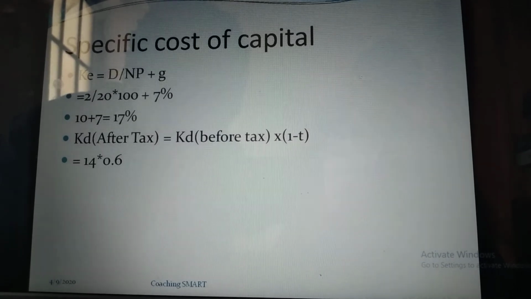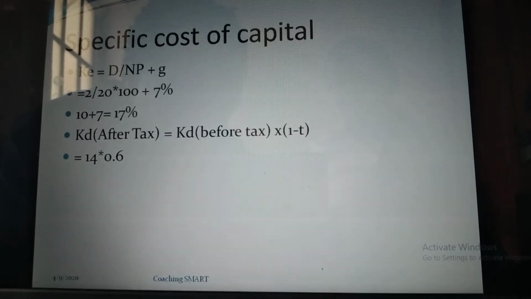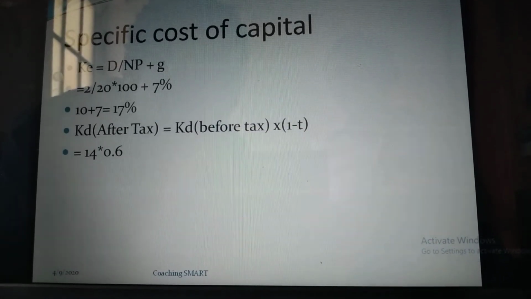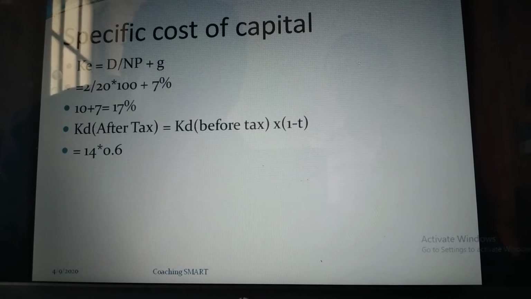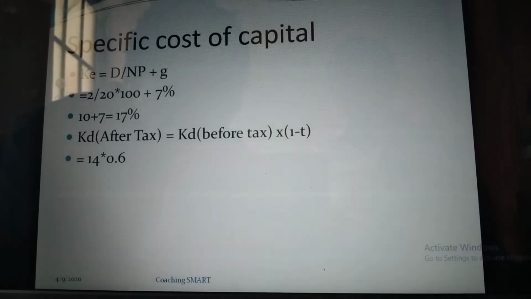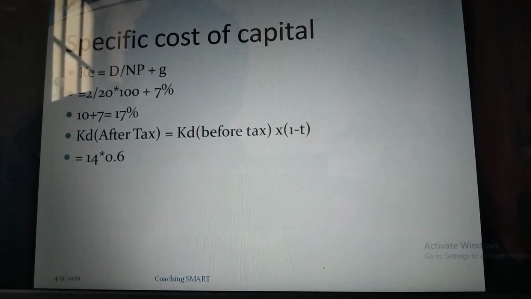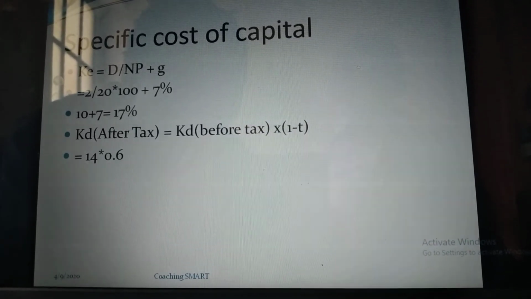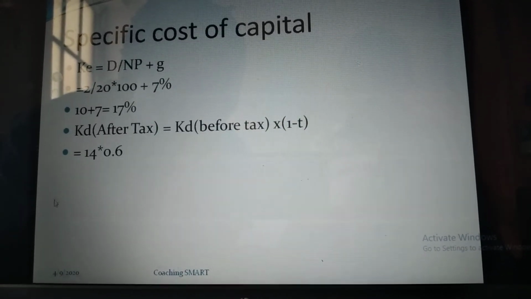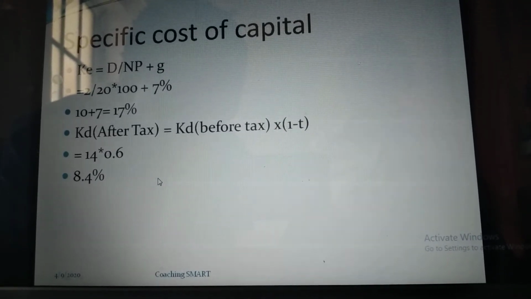Now for debt, which is debentures. Remember, for debentures we have been given 14%, but it is before tax. So we need to get the after-tax cost. KD after tax equals KD before tax times (1 minus T). So 14 times 0.6. When you multiply, you get 8.4%. So the rest have their values.